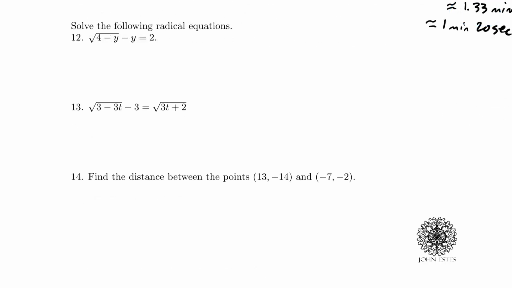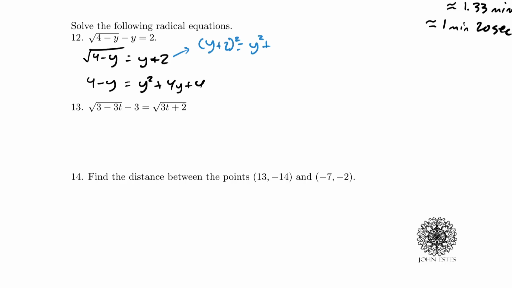Number 12, we have square root of 4 minus y, minus y equals 2. You need to isolate the radical. And now to get rid of the radical, we square both sides. So when I square the square root, I get just 4 minus y, and then I have y plus 2 squared, which I'm going to go ahead and FOIL out. Now if you needed help with that, what I did was I said y plus 2 squared, which is y squared, plus 2y plus 2y plus 4. Okay, so that's how I got that. All right, now also I need to make a note here. Anytime we square both sides, we have to check our solutions.